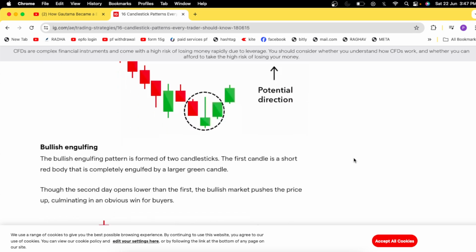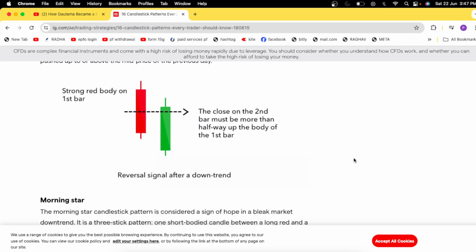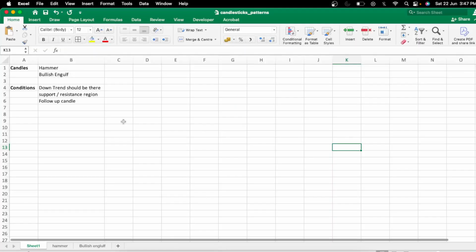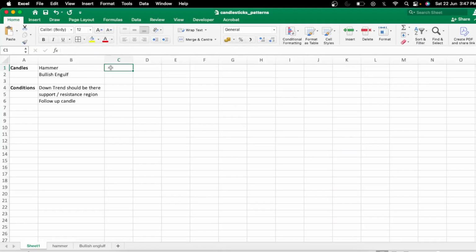So doji, inverse hammer, tweezer top, spinning top, these are the ones which are commonly known and taught in most of the courses. But I am going to teach you only these two patterns. Actually, only one pattern is good enough to make money if you know how to use it, where on the chart to spot it, and whether to trade it or not. If you learn to make that decision, it will be very helpful. So what I use is hammer and bullish engulfing. Only these two patterns I trade. So we will go one by one for both of these candles.